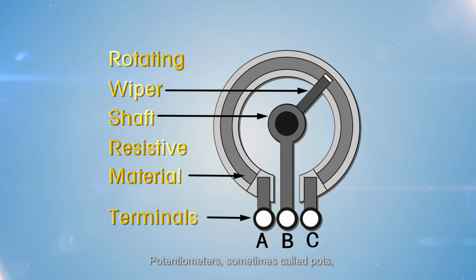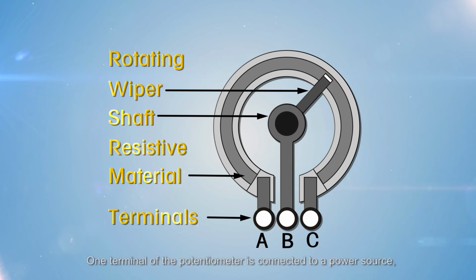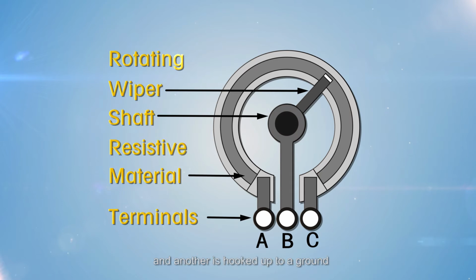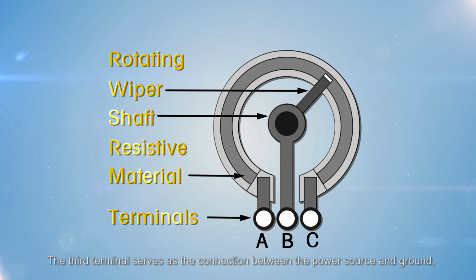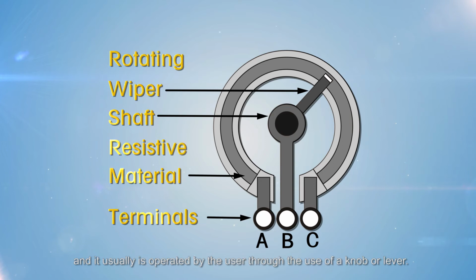Potentiometers, sometimes called pots, are relatively simple devices. One terminal of the potentiometer is connected to a power source, and another is hooked up to a ground, a point with no voltage or resistance and which serves as a neutral reference point. The third terminal slides across a strip of resistive material. This resistive strip generally has a low resistance at one end, and its resistance gradually increases to a maximum resistance at the other end. The third terminal serves as the connection between the power source and ground, and usually is operated by the user through the use of a knob or lever.